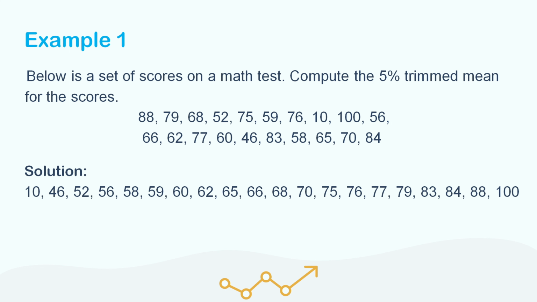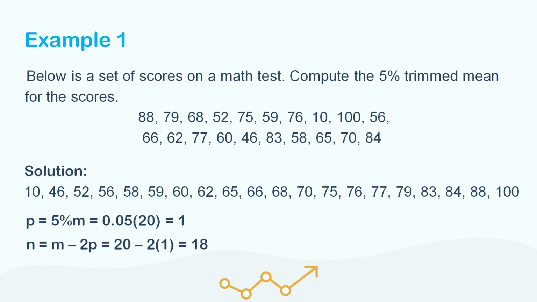Solution, we have to arrange them first from lowest to highest. Then, since the value P is equal to 5%, or X%, which is now 5% of M, that is equal to 0.05 of 20, which will give us 1. Therefore, we can solve for n, which is equal to m minus 2p, that is 20 minus 2 times 1, which is equal to 18.